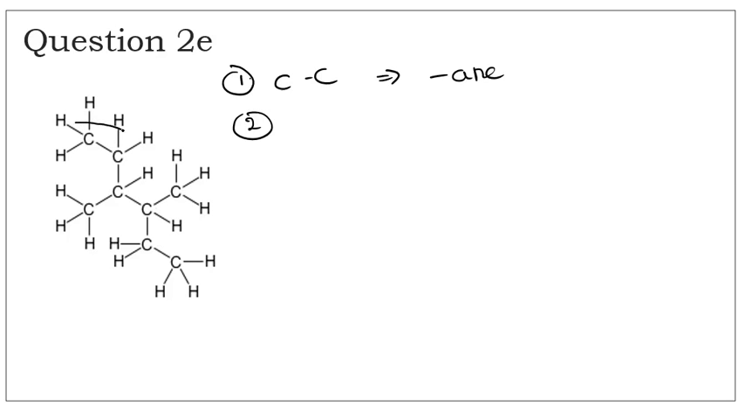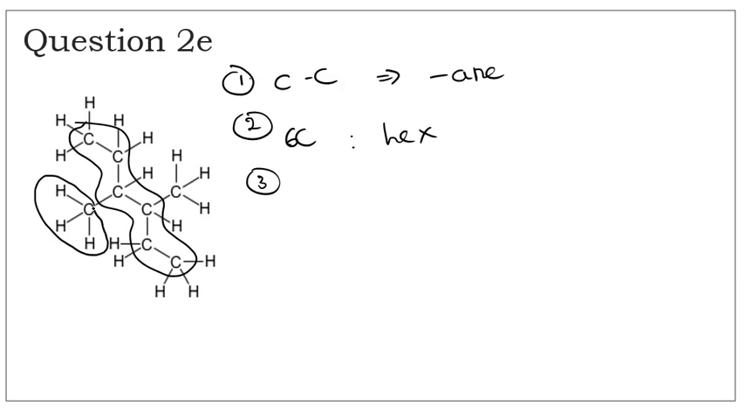So I do need to do this. This is my longest chain, which contains 6 carbon. Hex is 6, which leaves me with 2 branches, one here and one here, and they're both methyl. So you're going to have a dimethyl somewhere in your name just to show that you have 2 branches of the same type. You do need to indicate the location of these branches.